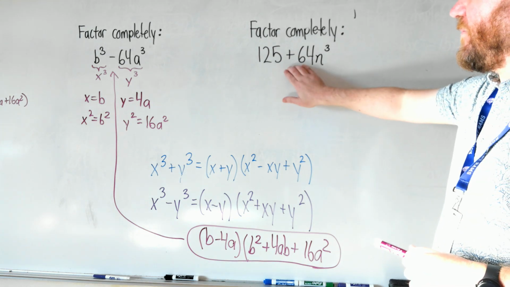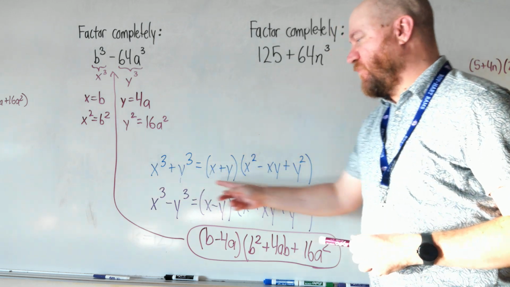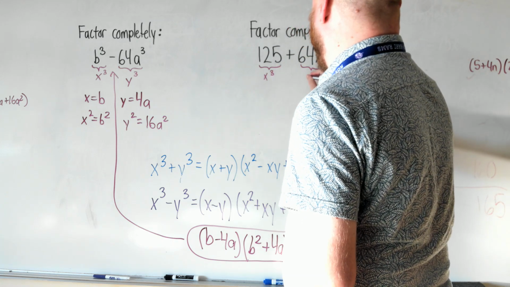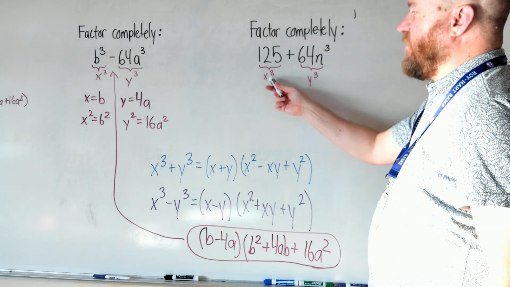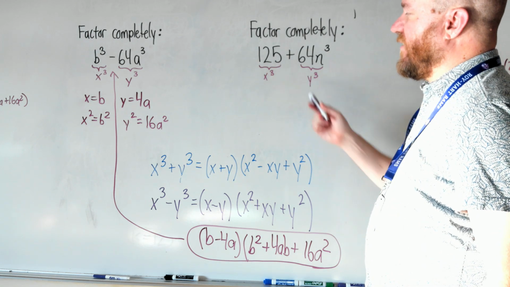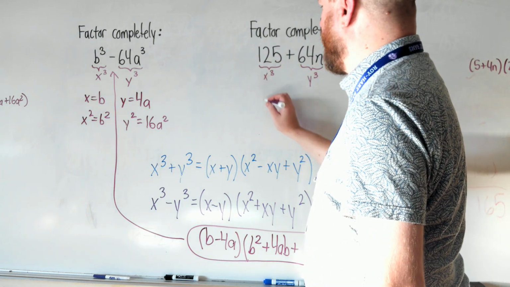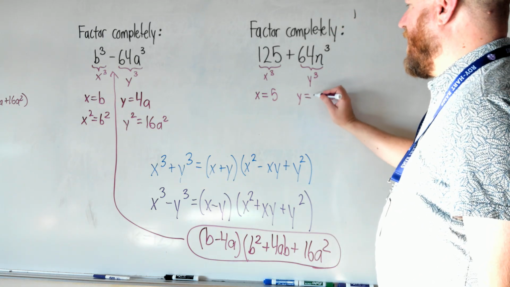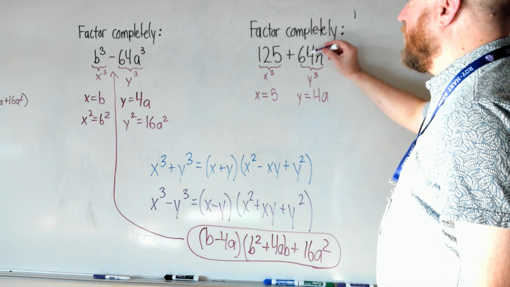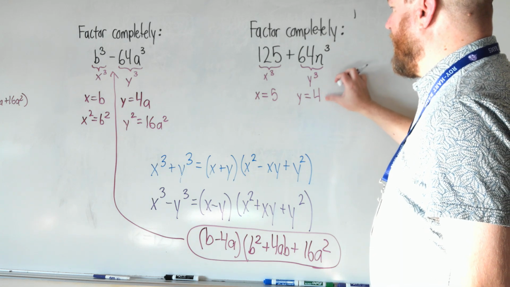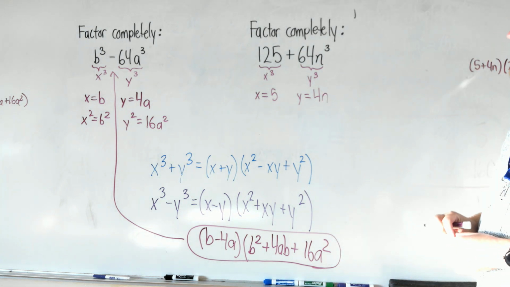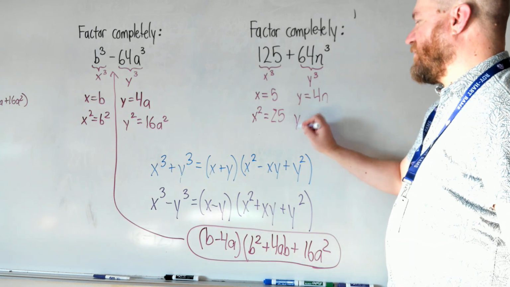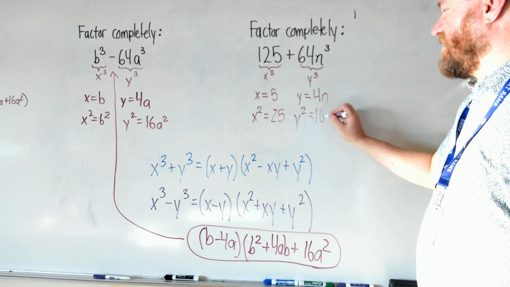Factor completely. This is a sum of cubes. So it's the same process, but we're going to use this blue formula instead. I'm going to assign this as x to the third, and I'm going to assign this as y to the third. When I do that, I need to make sure that what I'm assigning is actually a perfect cube. That is a perfect cube because the cube root of 125 is 5, and the cube root of 64n to the third would be 4n, just like the last one, right? The cube root of 64 is 4, and the cube root of n to the third is n. All right, and then that would mean x squared is 5 squared, which is 25, and y squared is 4n squared, which is 16n squared.